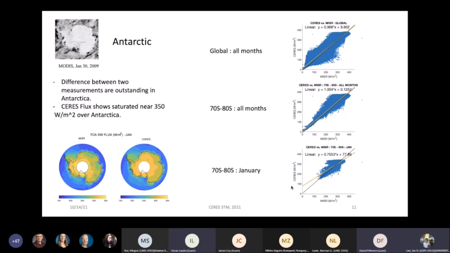So this time, let's move on to the Antarctic. You can imagine the complexity and difficulties of the shortwave measurement over the Antarctic, and differences between two measurements are outstanding in Antarctica. The comparison of the two measurement fluxes is well aligned with offsets in a global sense, but over the Antarctic during the month of January, the high albedo season, the two observations are off from the 1-to-1 slope, and CERES flux tends to be saturated near 350 watts per meter square.